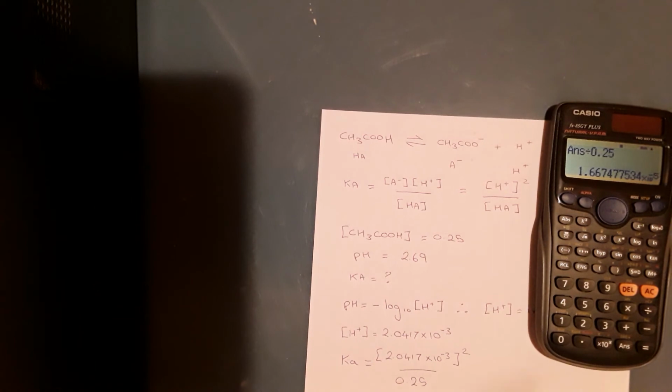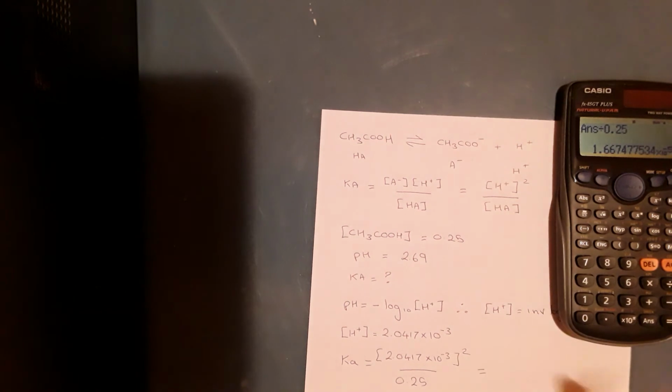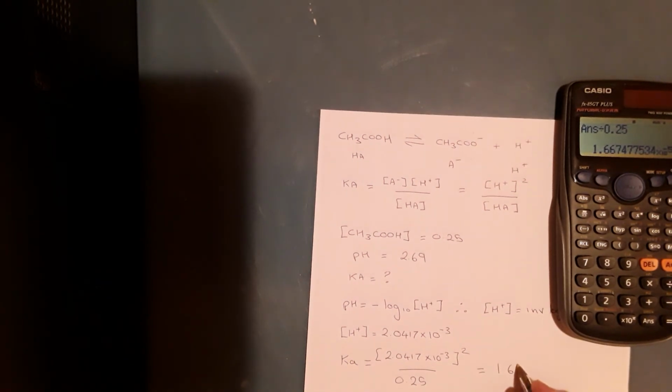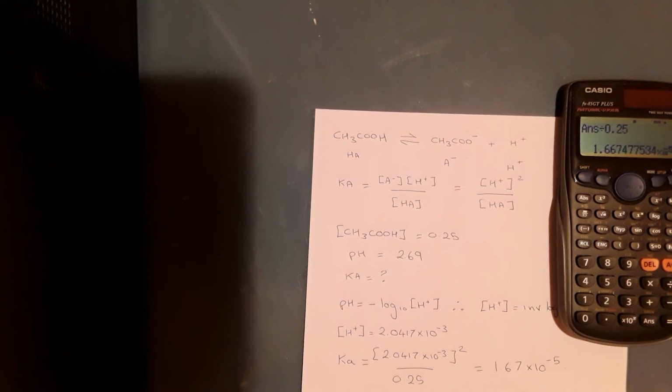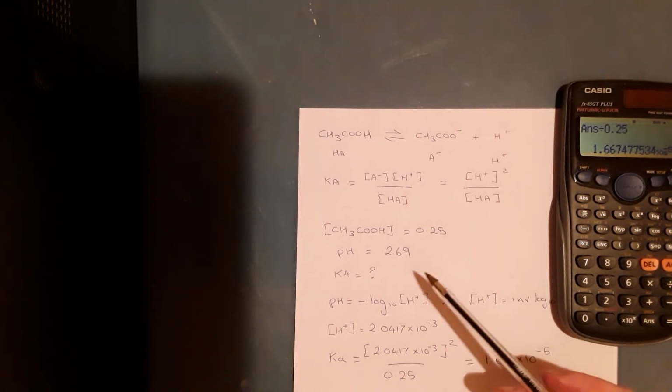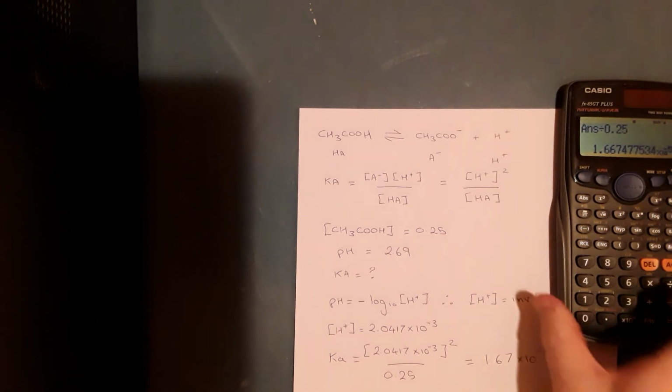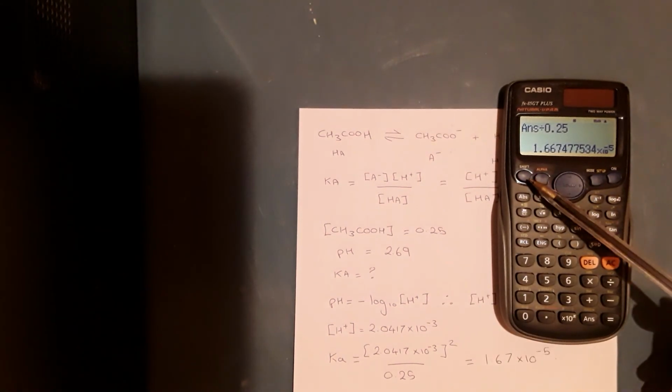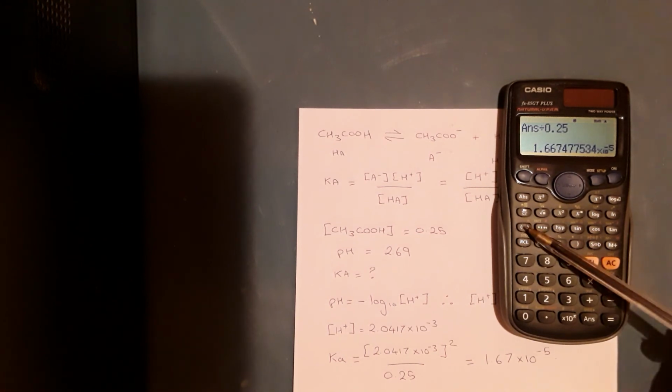If I round that to 3 significant figures, that's going to equal 1.67 times 10 to the minus 5. It may take you a little bit to digest that, but look through what I've done. Have a go yourself with that information. Check that you know how to use your calculator and these different functions, and hopefully you shouldn't be too bad with that.